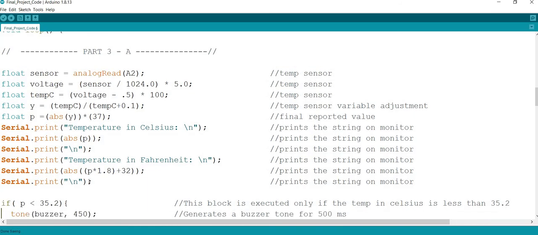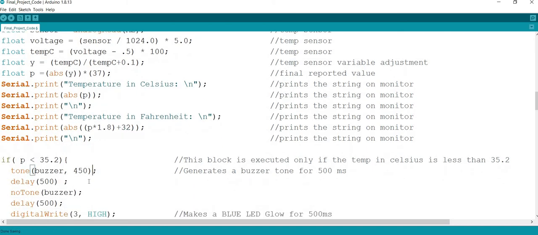So the first command is this block is executed only if the temperature in Celsius is less than 35.2. So if the temperature recorded is less than 35.2 degrees Celsius, it will first generate a buzzer tone for 500 milliseconds. So up until this point, it will first record the temperature, display the temperature, and then generate a buzzer tone.